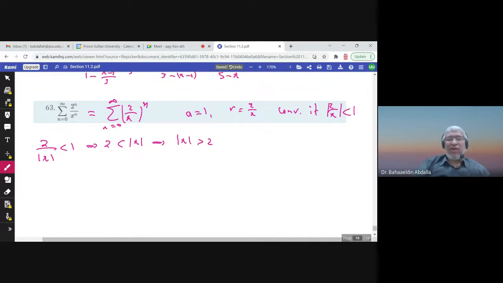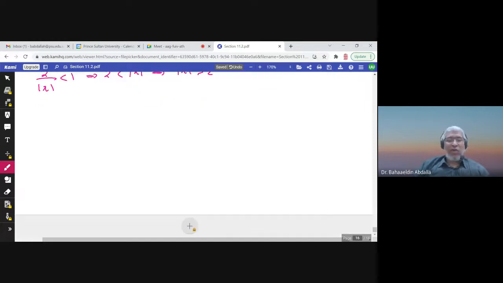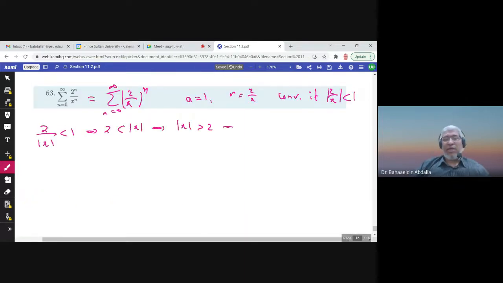Now I have another kind of inequality, when the absolute value of x is greater than d. The solution of this inequality is either x is less than negative d or x is greater than d. So I can write this as either x is less than negative 2 or x is greater than 2. So in fact, from negative infinity to negative 2, union from 2 to infinity, these are the values of x for which this series is convergent.